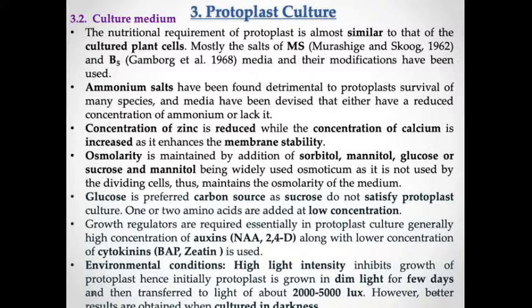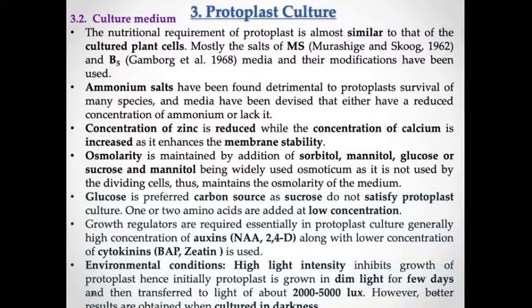Osmolarity is maintained by the addition of sorbitol, mannitol, glucose, or sucrose, with mannitol being widely used as an osmoticum and used by the dividing cells. Glucose is preferred as the carbon source. Sucrose does not satisfy protoplast culture. One or two amino acids are added at low concentration. Growth regulators such as a high concentration of auxins, NAA and 2,4-D, along with a lower concentration of cytokinins, BAP and zeatin, are used.